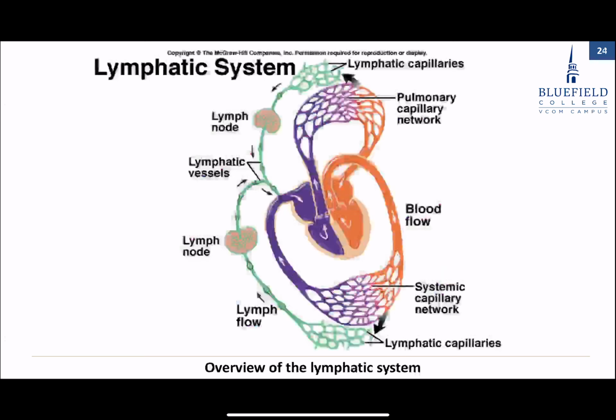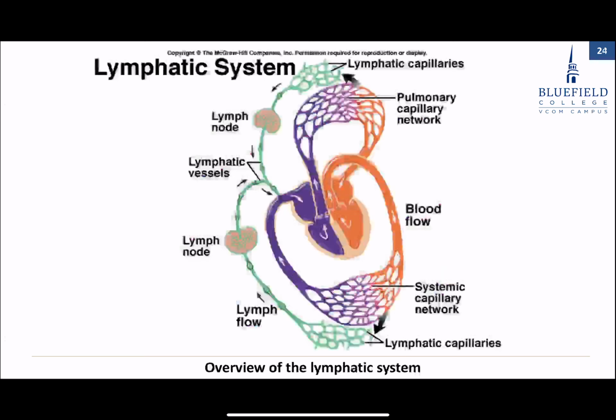If you remember from physiology, you've got more that leaks out on this end and is collected back on this end, more that leaks out of the arterial side of capillaries than returns in the venous side of capillaries, and that extra interstitial fluid is going to be collected by the lymphatic system, immunologically screened within lymph nodes, and eventually passed back into circulation.